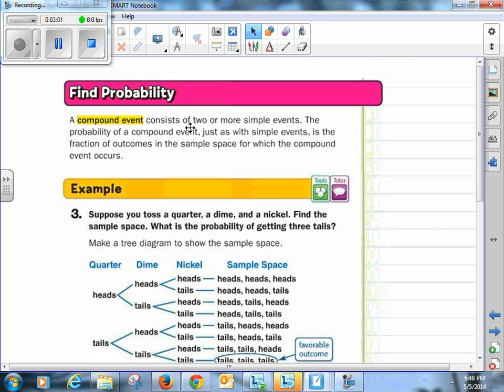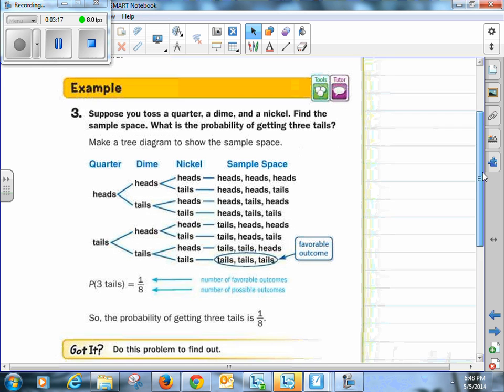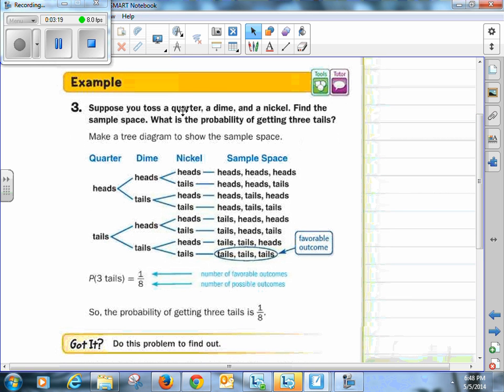Compound events consist of 2 or more simple events. The probability of a compound event is just the same as the simple event. It is a fraction of the outcomes of the sample space for which the compound event occurs. So let's look here. Suppose you toss a quarter, a dime, and a nickel. Find the sample space and what is the probability of getting 3 tails.